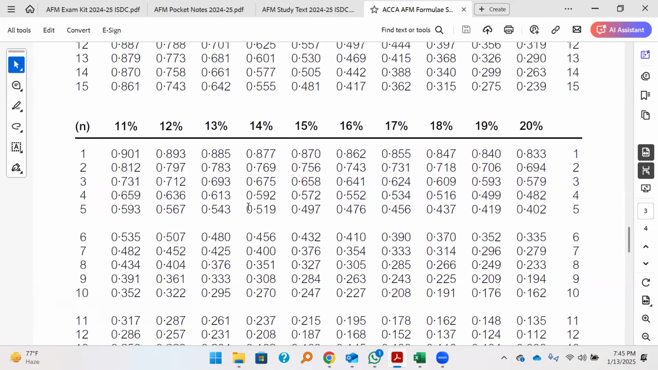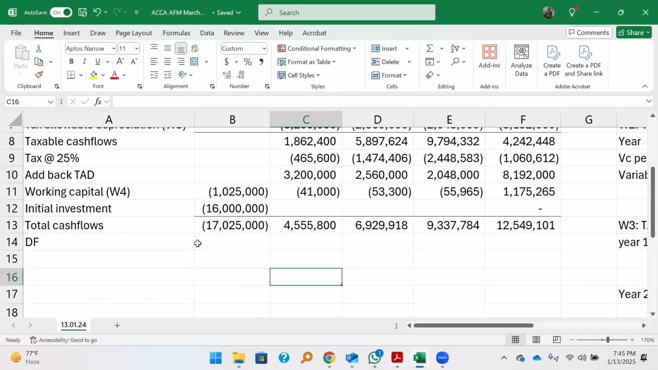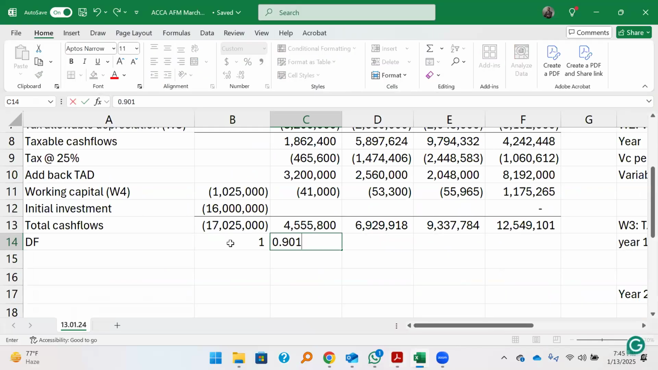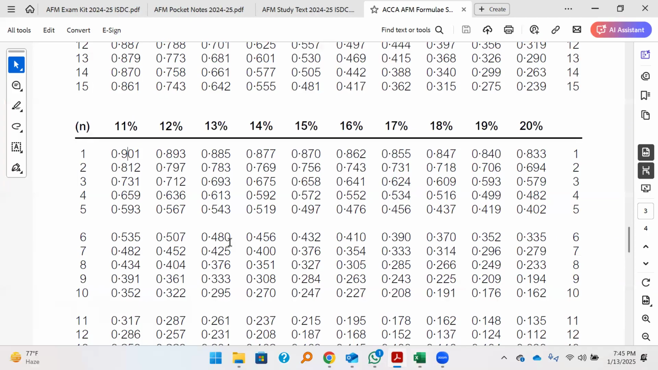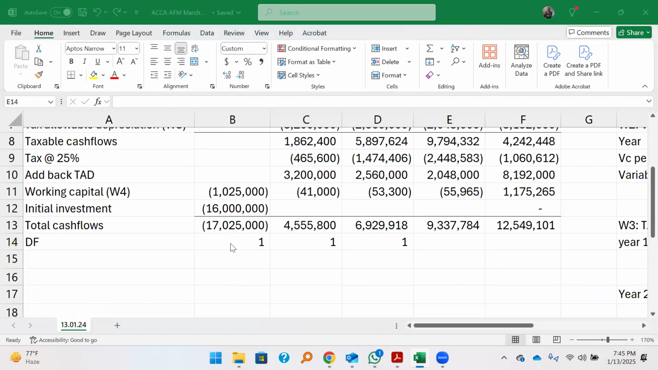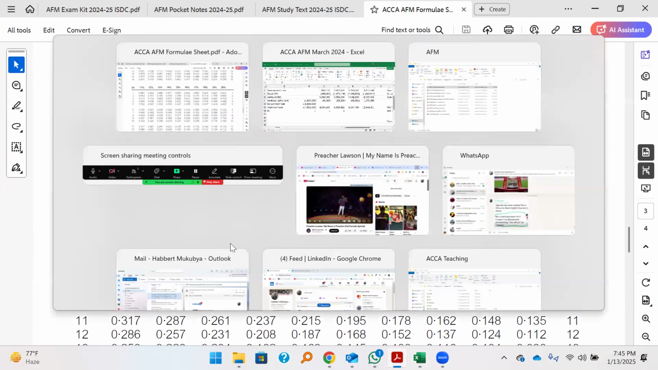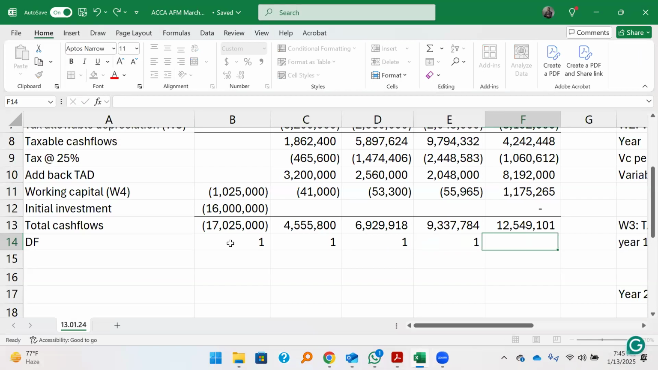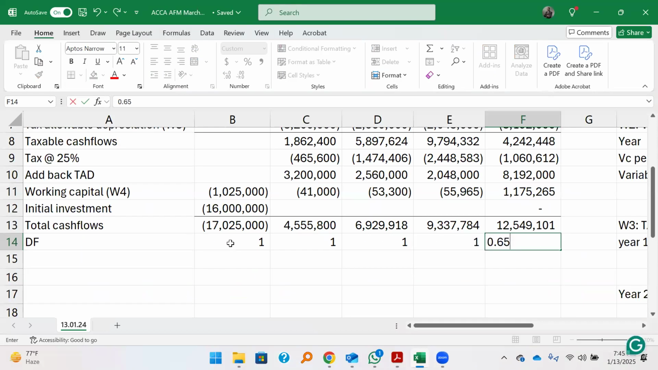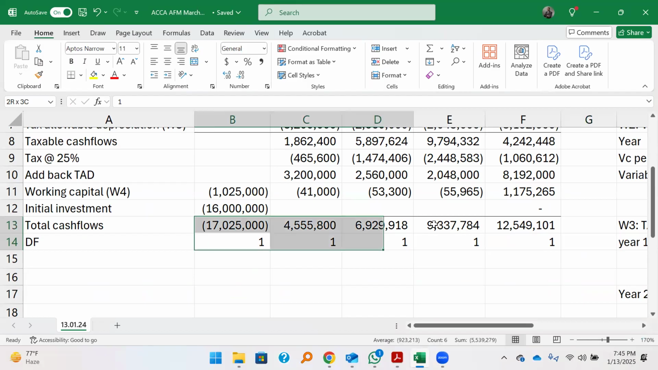Okay, 0.901. So the first one at year 0 is 1. Okay, then year 1, 0.901. Then you go 0.812. Then you go 0.731. And finally 0.659. So you can do that. Get from the tables.